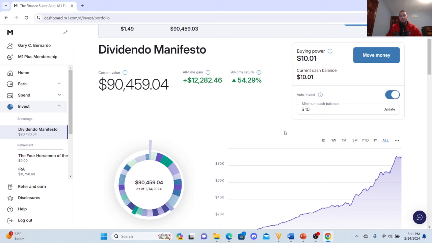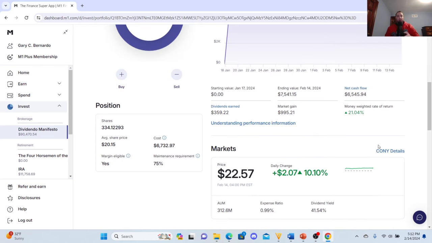So I'm at $90,459.04. Let's jump to CONY and see how I'm doing. Right now, I have 334.12 shares. What I'm thinking about doing is going on ETrade, buying 100 shares of CONY or something close to that, and then using that income from CONY to build up my portfolio on here. So, again, the reliability isn't the best.